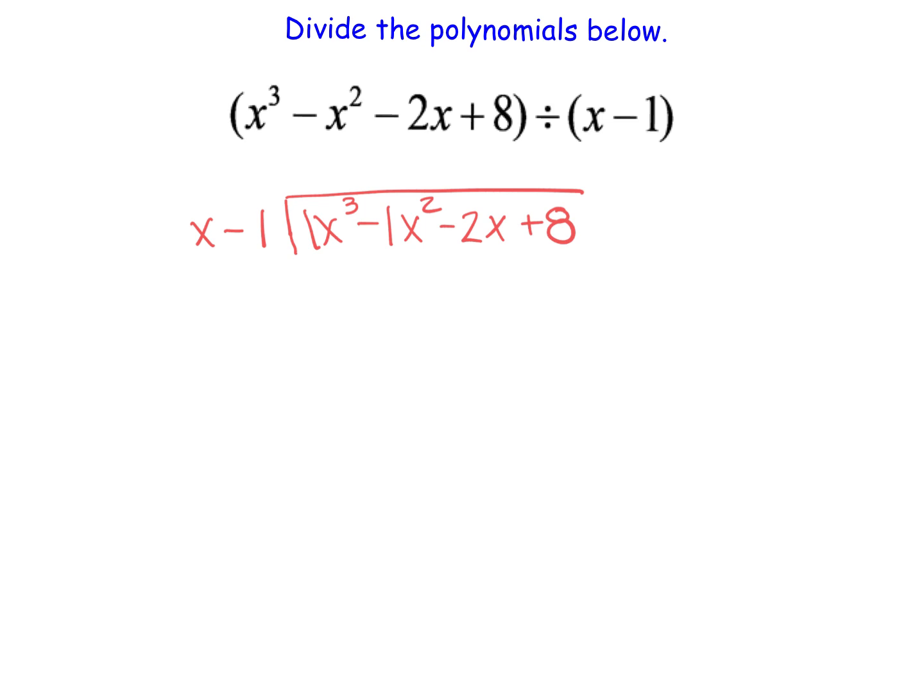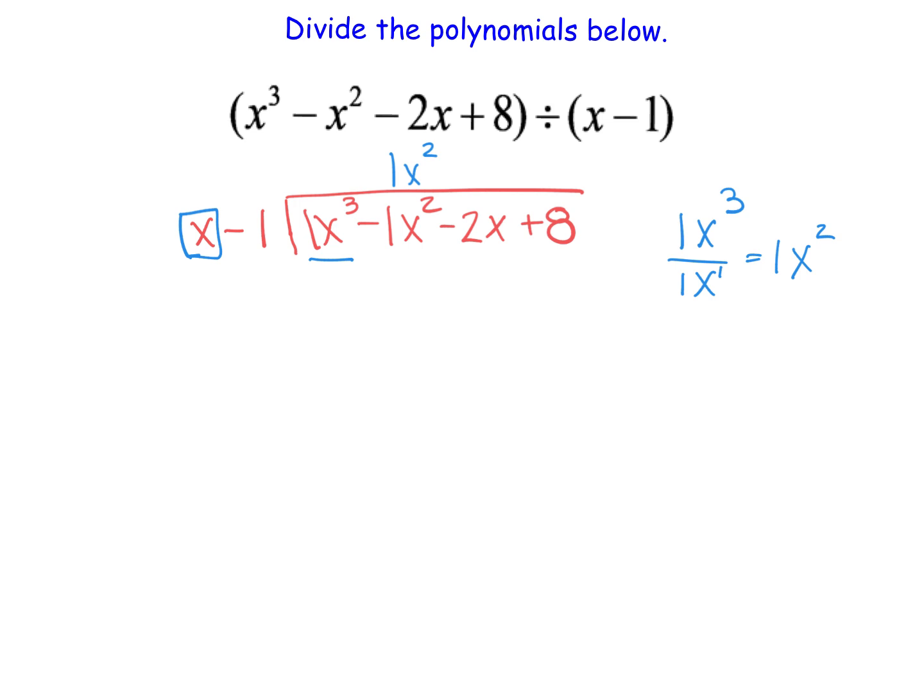So remember, we always start term by term. I'm going to take 1x to the third and divide it by the first term in that second polynomial, which is just a 1x. Well, 1 divided by 1 is just 1, and then this is x to the third over x to the first, and if we subtract those exponents, we end up with 1x squared. So I know that the first piece is a 1x squared.